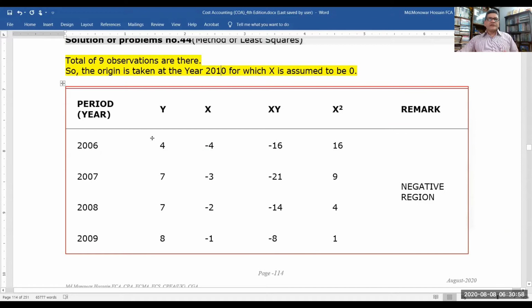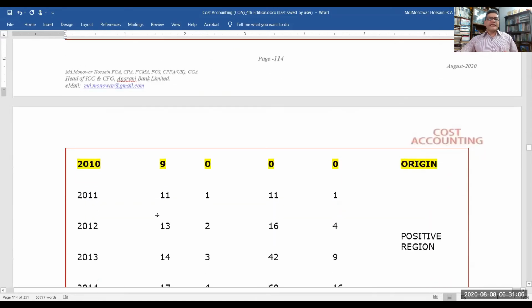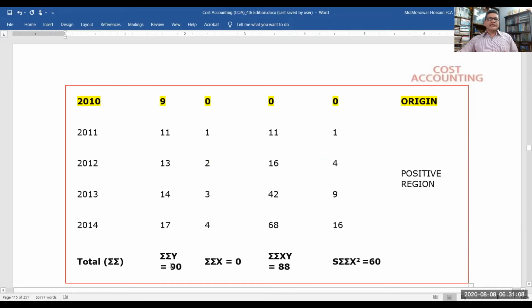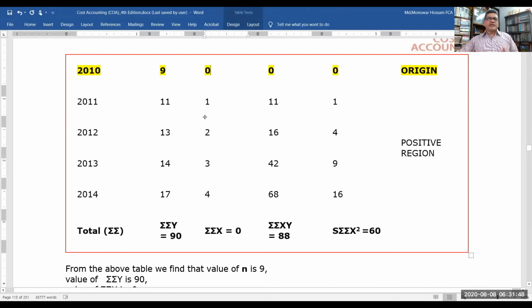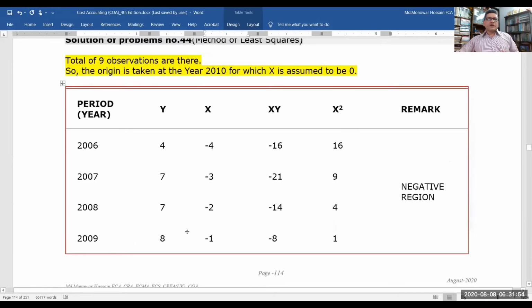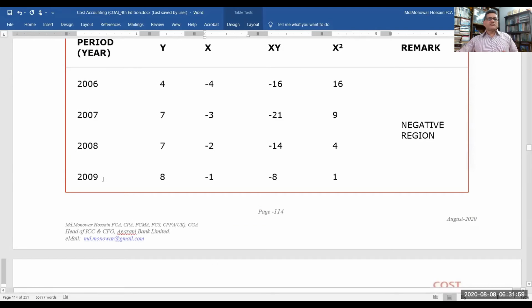So look here, this is the origin for 2010. Here y is 4, 7, 7, 8, 9, 13, and the summation of y is 90. For x, 2010 is 0, 2011 is 1, 2012 is 2, 2013 is 3, and in the same way 2009 is -1, then -2, -3, and -4.